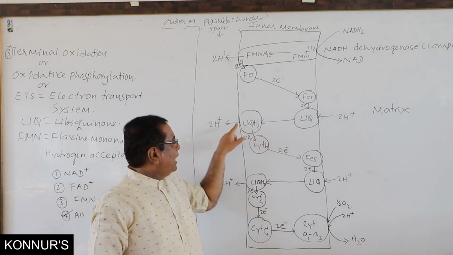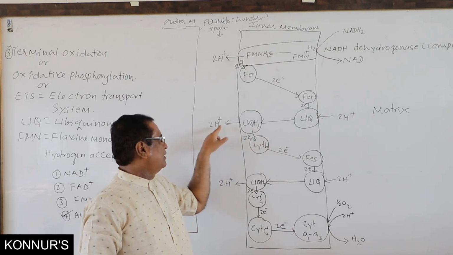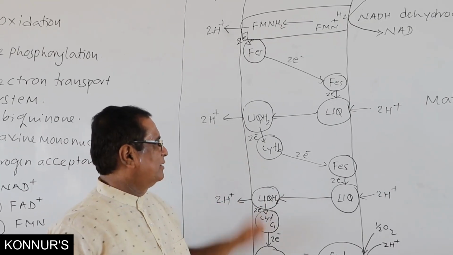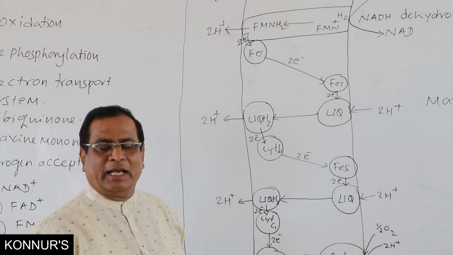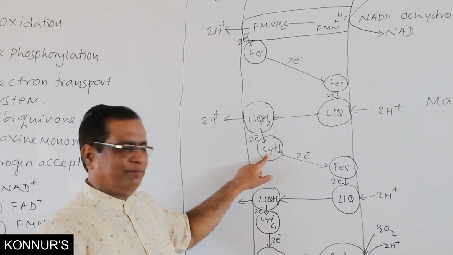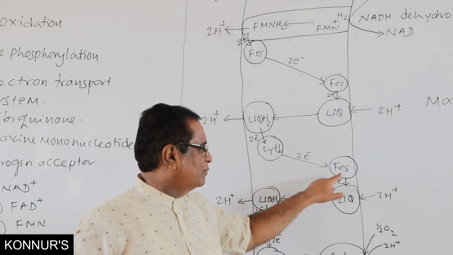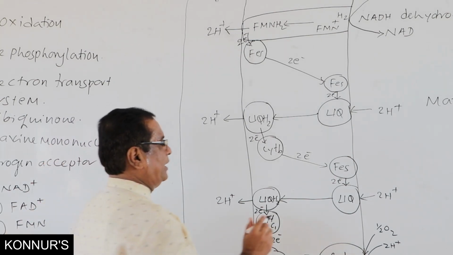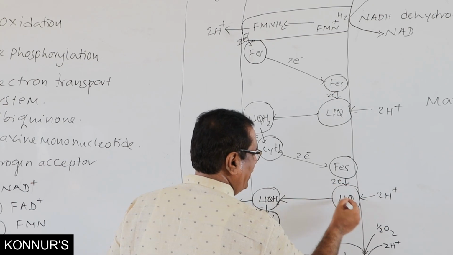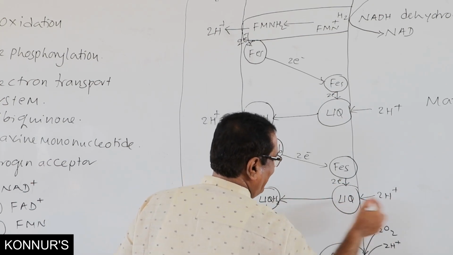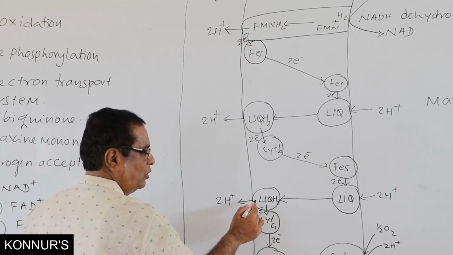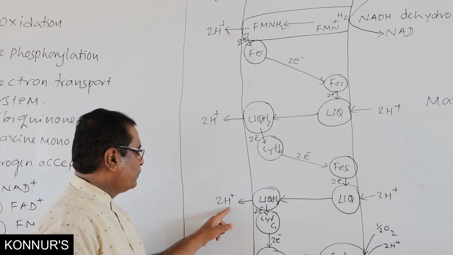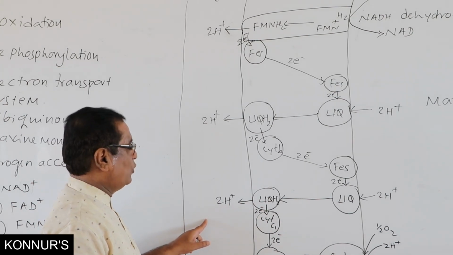And now once again hydrogen splits, protons are pumped here and electrons enter the next electron acceptor, that is cytochrome B. Through cytochrome B, electrons come to FeS, then come to another ubiquinone. And this ubiquinone gets two electrons and two protons from the matrix. It gets reduced into reduced ubiquinone, and here hydrogen splits. Two more protons are pumped into the perimitochondrial space.